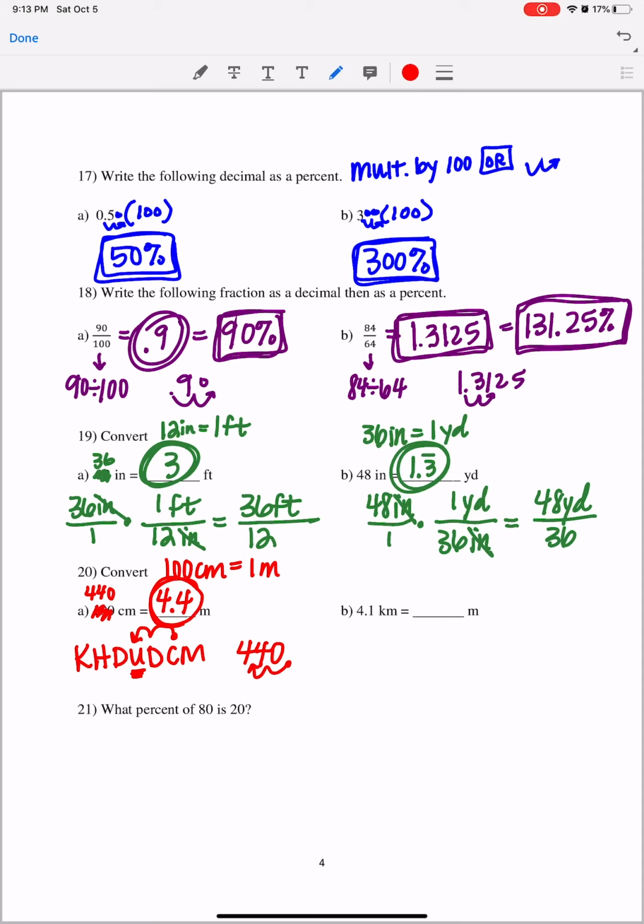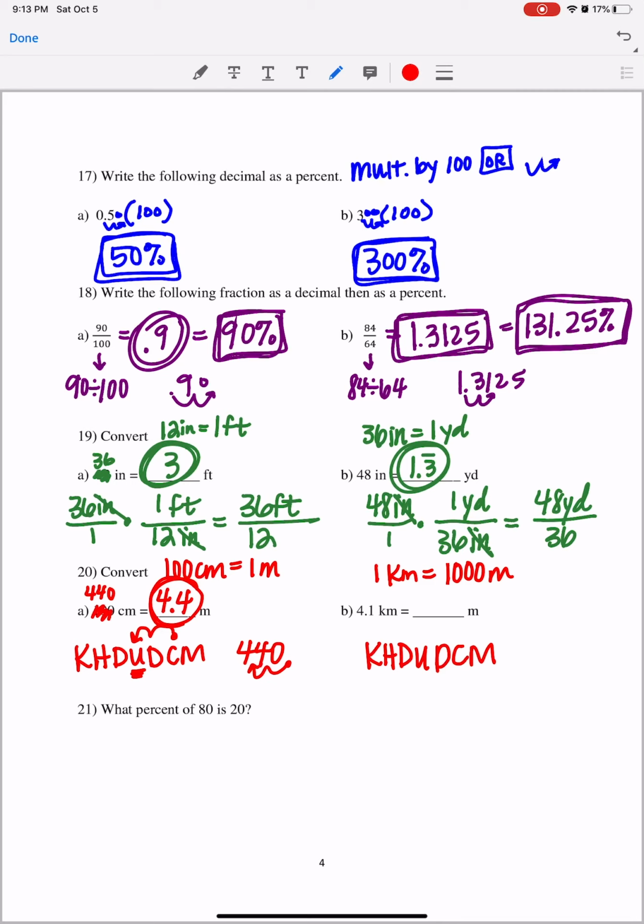Okay, so let's try again with kilometers. If you want to use dimensional analysis, 1 kilometer is going to equal 1,000 meters. Okay, and so we'll give you that unit. But if you use your acronym for your metric system, we have King Henry died unusually drinking chocolate milk.